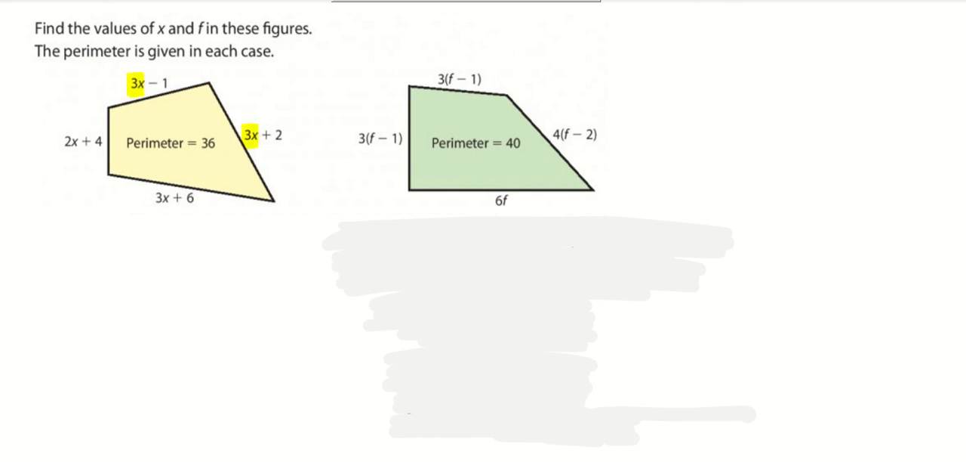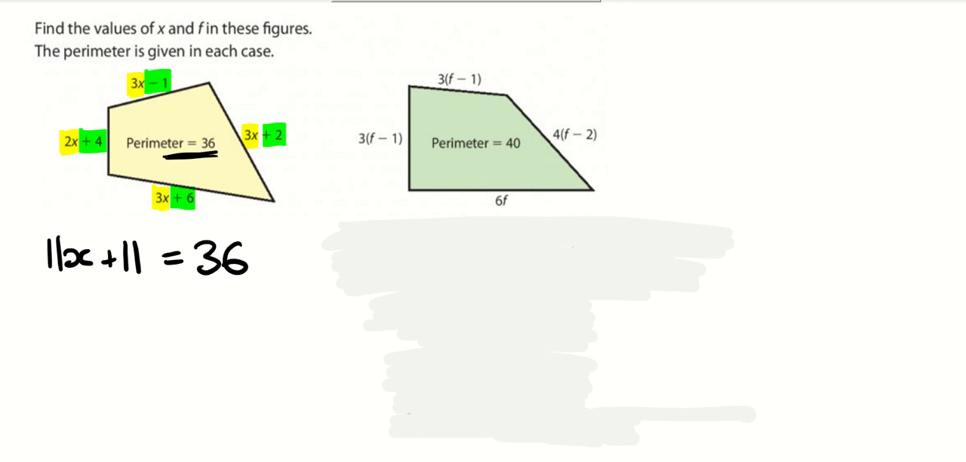So let's add our like terms: 3x, 3x, 3x, and 2x. That's always the first thing you should do when you get perimeter. Add it all together. 3 and 3 is 6, and another 3 is 9, another 2 is 11x. So add them, and then do your numbers: minus 1, plus 2, plus 6, plus 4. Do the positive ones first. 6 and 4 is 10, and 2 is 12, minus 1 is 11. So 11x plus 11, and you're told that the perimeter is 36, so equals 36.